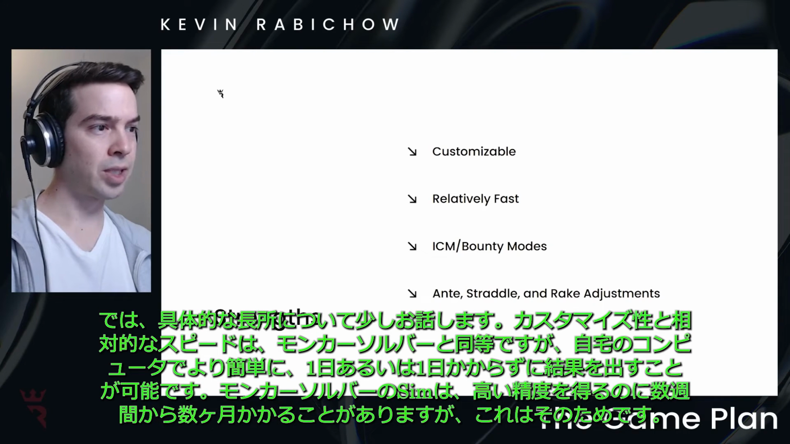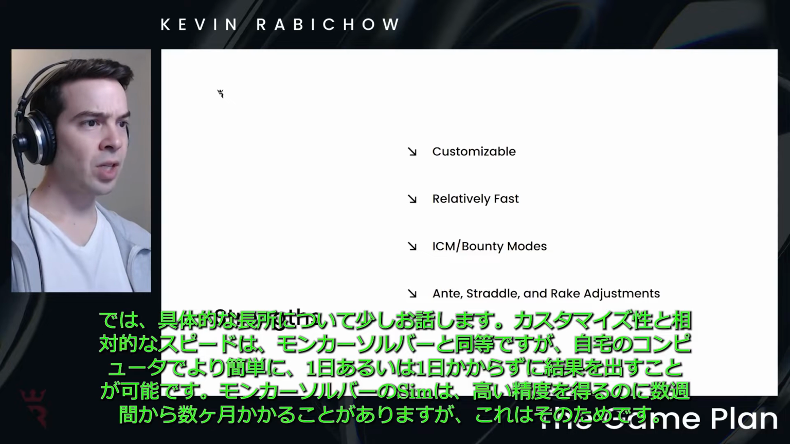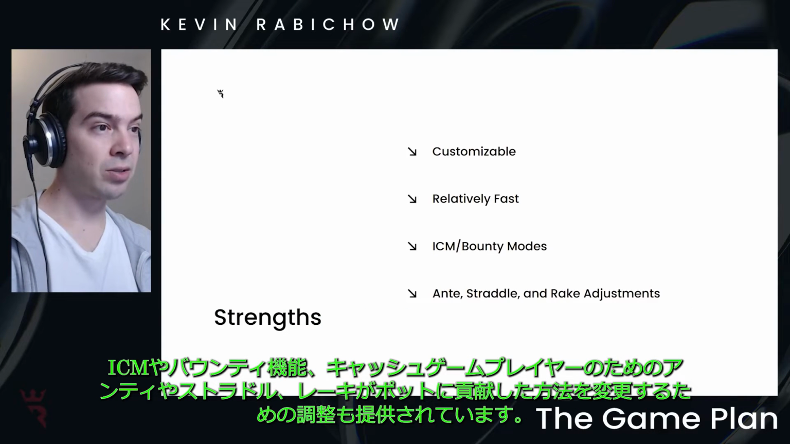So I'll talk a little about the specific strengths. The customization and the relative speed are going to make this sort of equivalent to Monker Solver, but again, a lot more achievable to use on your home computer, more achievable to get results in a day or less than a day, whereas a lot of Monker Solver sims might take weeks or months to get high accuracy. They do offer ICM and bounty functionality, as well as, for cash game players, some adjustments available for antes, for straddles, and for changing the way that rake is contributed to the pot.